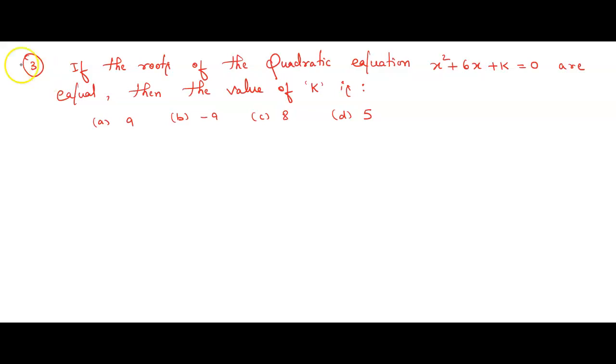Yes, observe, students. Question number 3. If the roots of the quadratic equation x square plus 6x plus k equals 0 are equal, then the value of k is option A 9, option B minus 9, option C 8 and option D.